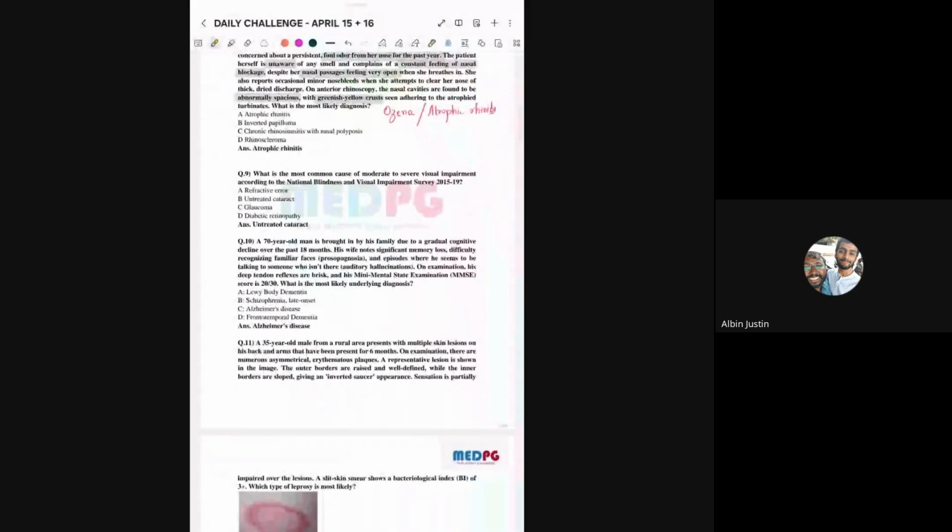Question number 9. What is the most common cause of moderate to severe visual impairment? It is untreated cataracts.